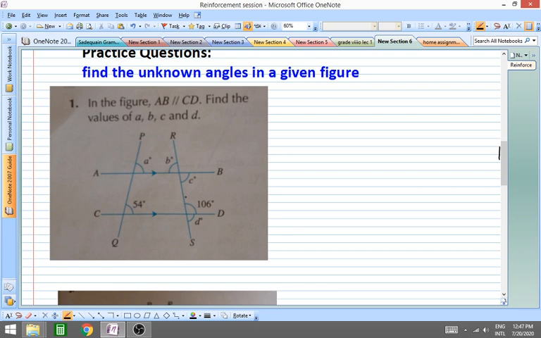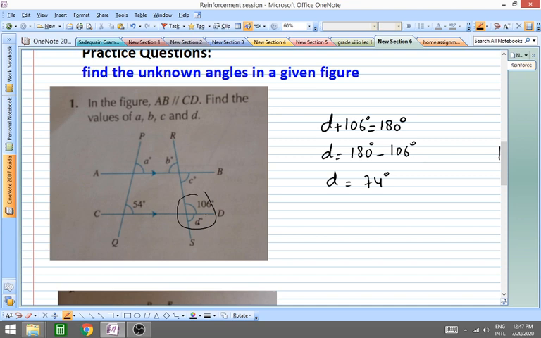Now, starting with the simplest one, let's say I try to find out D. I know that SR is a straight line. This is a straight line, so angles in a straight line add up to 180 degrees. So I will write D plus 106 would be equal to 180 degrees. So D would be 180 minus 106 degrees. So your D angle would be 74 degrees. So I have calculated D.